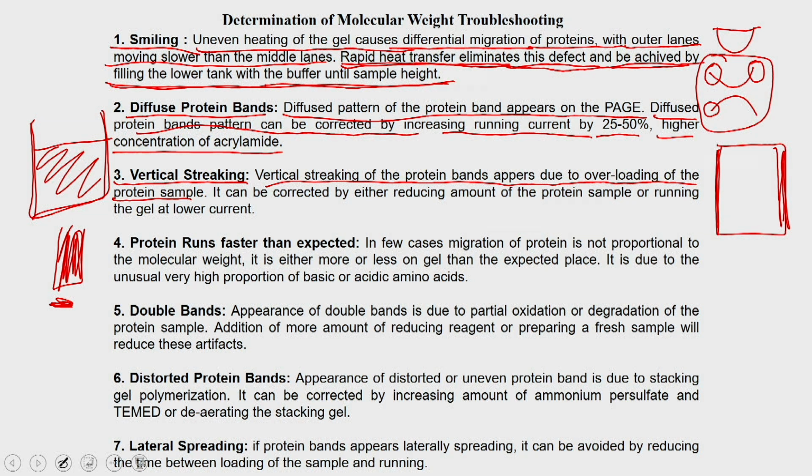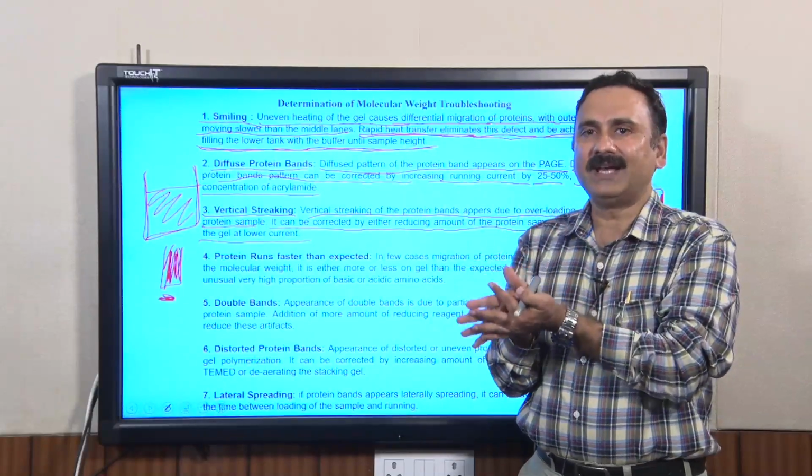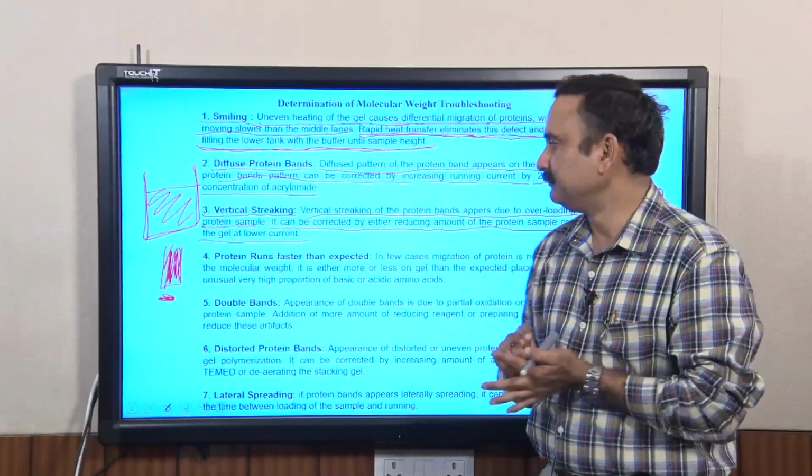How can it be corrected? It can be corrected either by reducing the amount of the protein sample or running the gel at a lower current. So, if you run a lower amount of protein, all the protein molecules will get stacked, or if you run the protein at a very low current, it will allow the protein molecules to get stacked, because then the electrophoretic mobility is very low when they are running into the stacking gel, and that is how they will get enough time to get stacked.